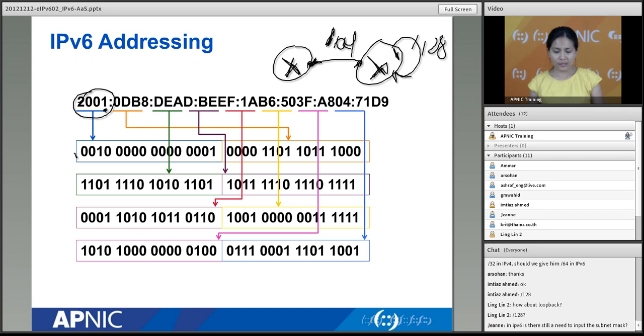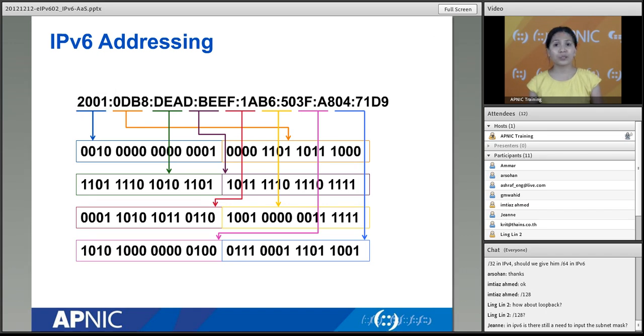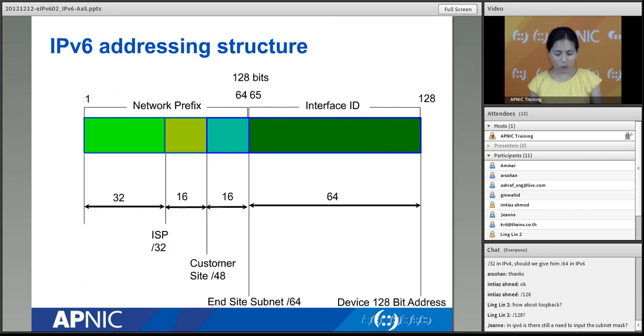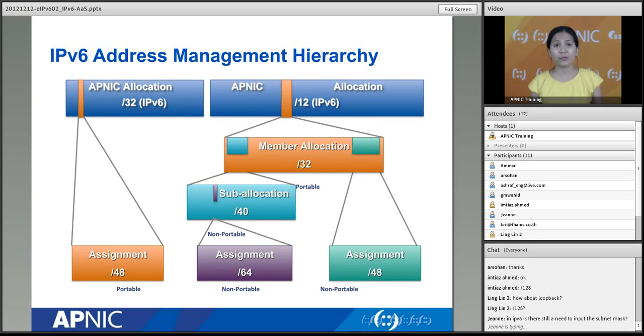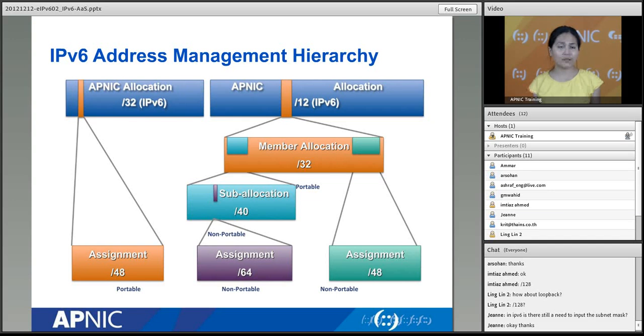In IPv6, is there still a need to input the subnet mask? No, it's not. When you write an IPv6 address, I think I have that somewhere in the slides later on, we're actually using prefixes. An IPv6 address is not complete without a prefix. So you write down your v6 address, /128, /64, /32, and so on. Very good questions, guys.